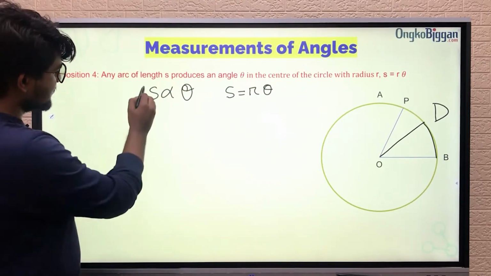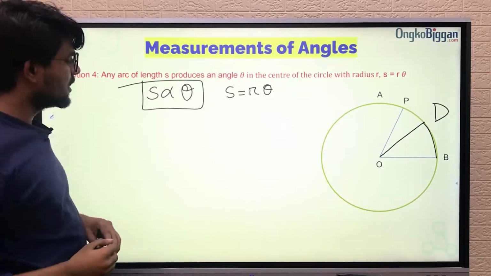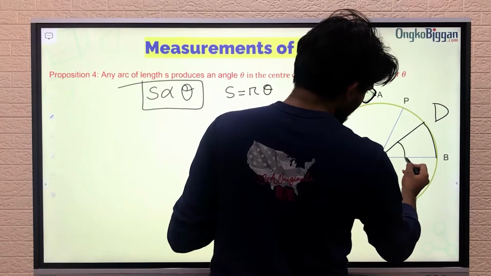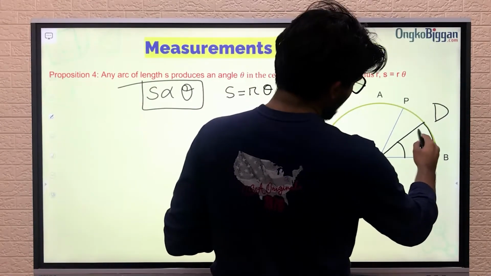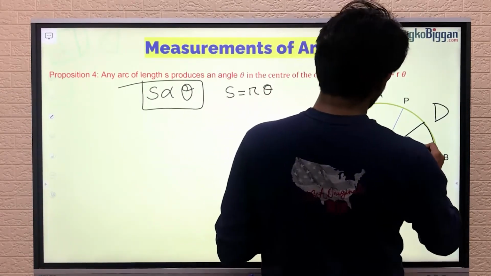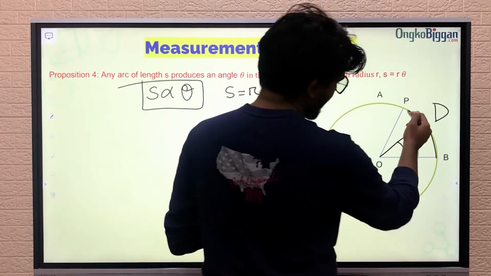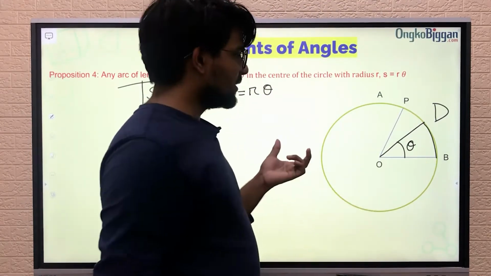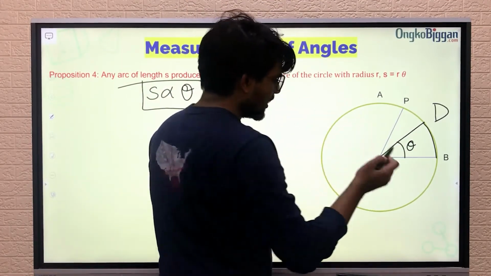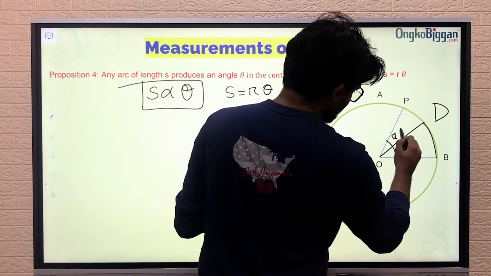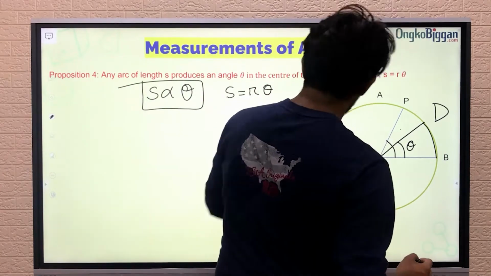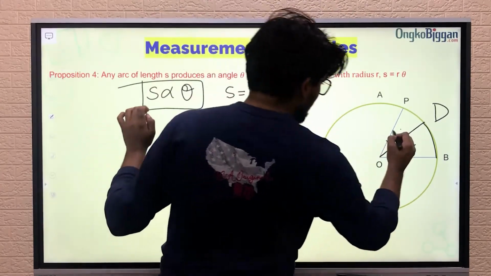So let's use this theorem again. S is proportional to theta, and before we jump onto that part, we are going to declare that the angle created by the arc DB at the center is theta, and the arc PB is a radian arc. That is, the arc PB is creating a 1 radian angle at the center. As you know, 1 radian angle.